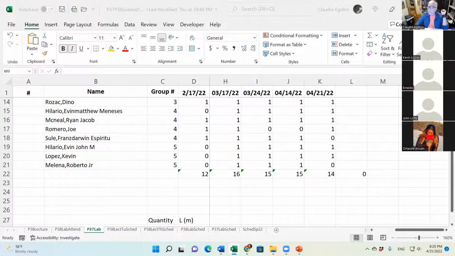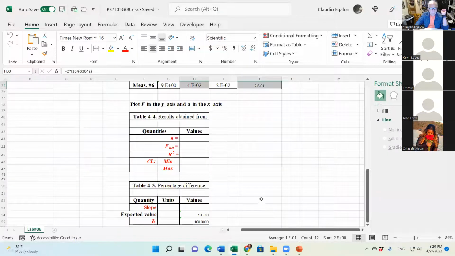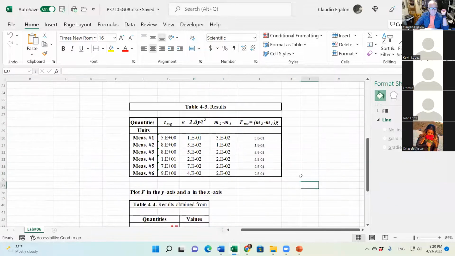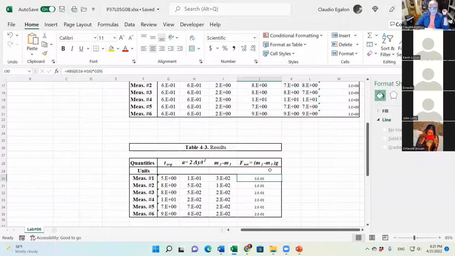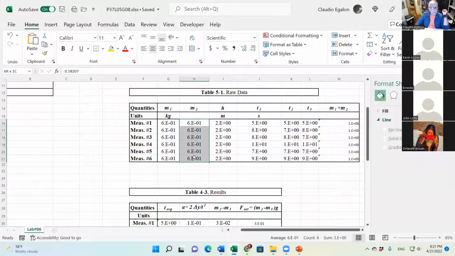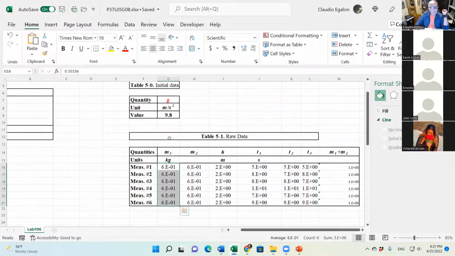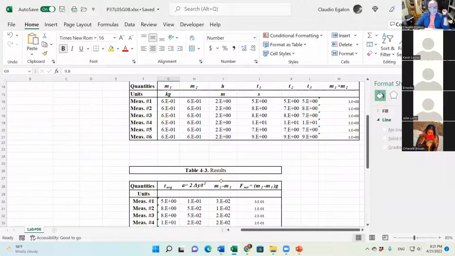Ernesto, quick question. Yeah, go ahead. For the F net value, I did the chart, but where do I get that from? This one here? Yes. Do you want the average? No, it's not the average. Here is where you get F net. F net is M2 minus M1 times G. See that? M2 minus M1 times G. That's what F net is all about.